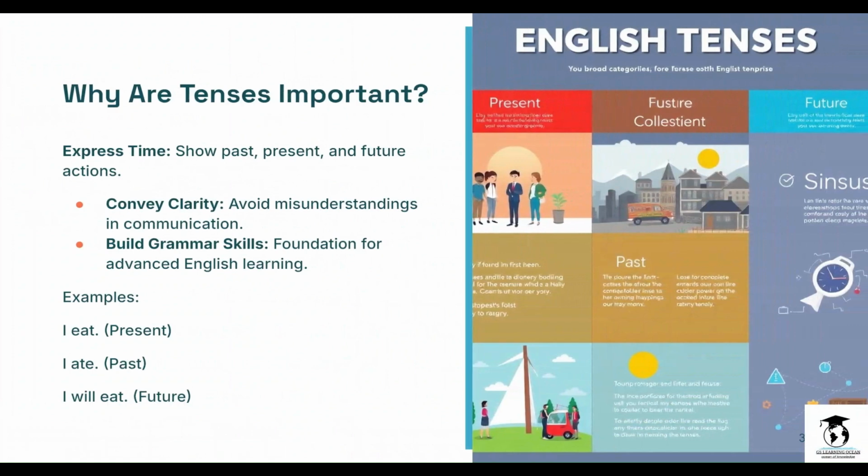Why are tenses so important? They help us express time, whether an action is in the past, present, or future. They ensure clarity in conversations, helping us avoid misunderstandings. And most importantly, they build your grammar skills, laying the foundation for advanced English learning. For example, I eat is in the present form, I ate is in the past form, and I will eat is in the future form. Each tense paints a clear picture of time.